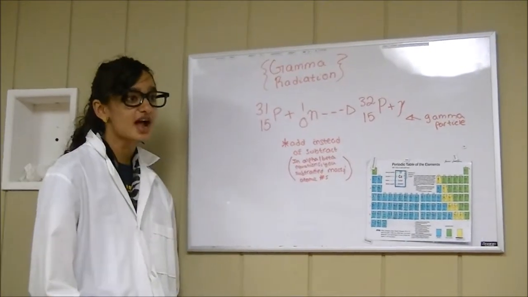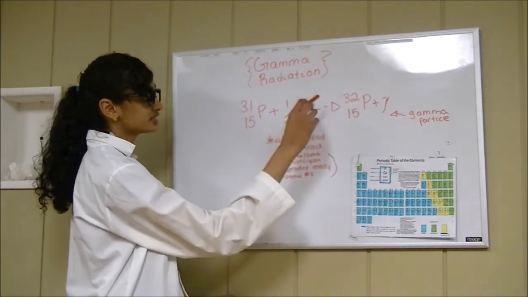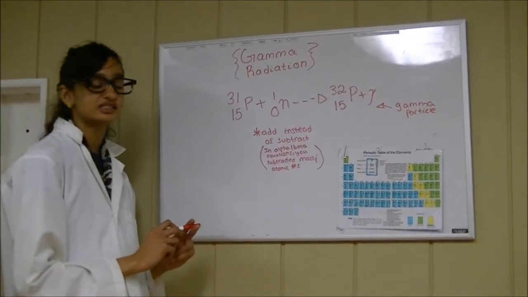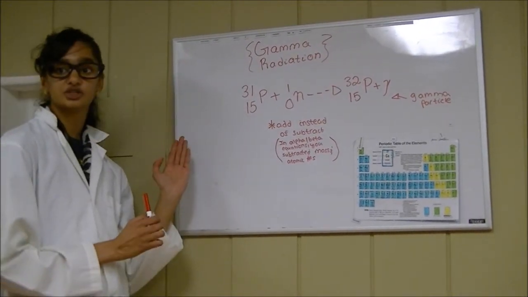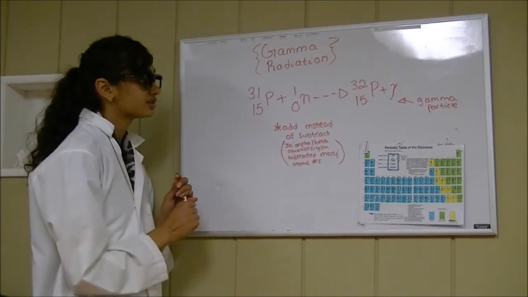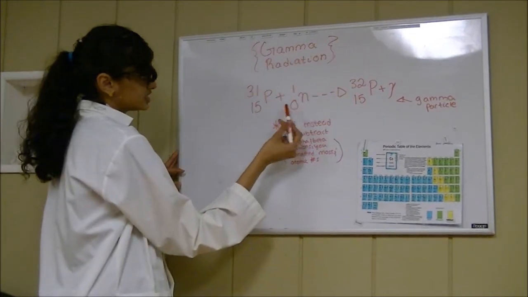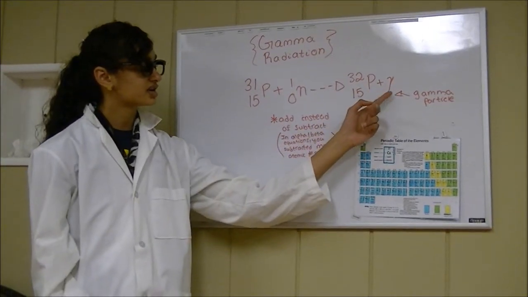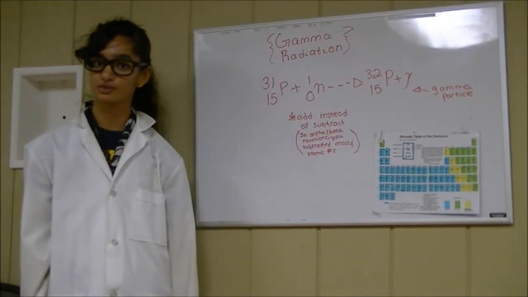So we have been subtracting all this time, right? In alpha and beta equations, you subtracted the mass and atomic numbers from left to right. But there is an exception to this rule. The exception would be gamma radiation. Here, you would add the mass and atomic numbers instead of subtracting. So 31 plus 1, 32, 15 plus 0, 15. You still get phosphorus, and you put a gamma particle here. And that would be the exception to the rule.